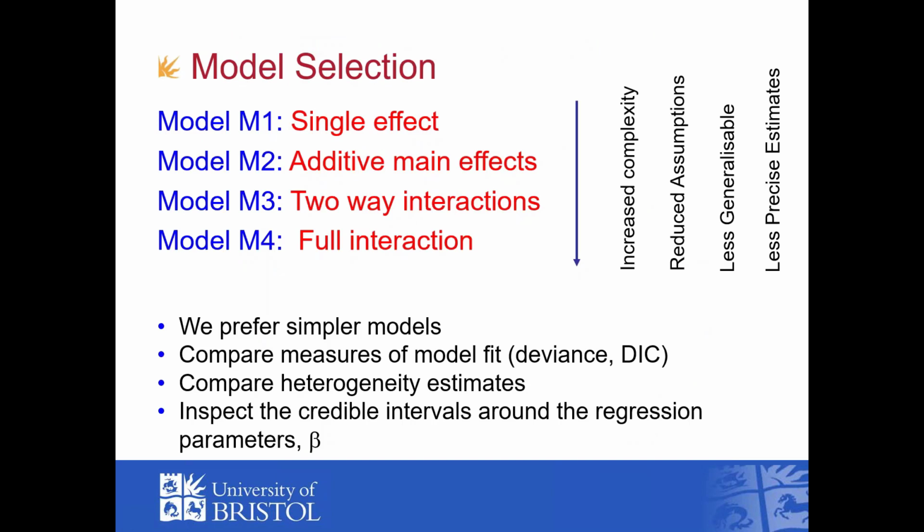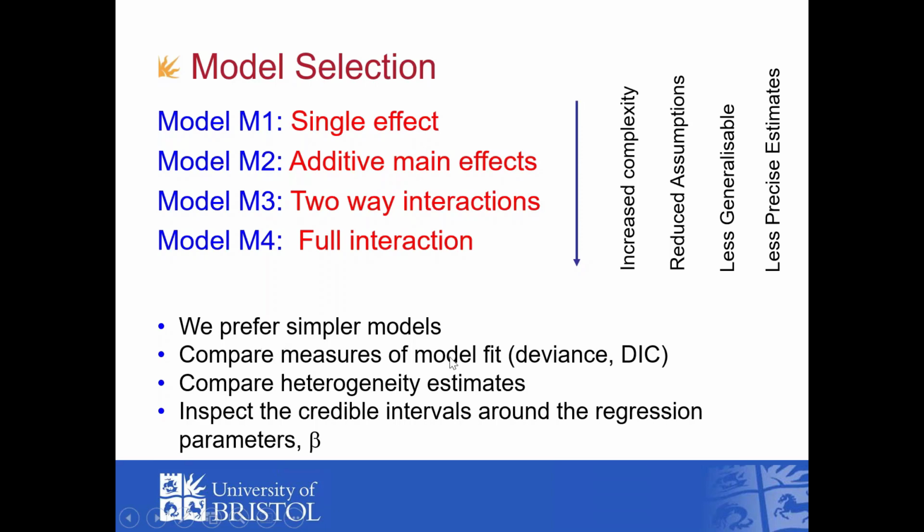So as an overview, as we go from the single effect, the lumped effect, all the way down to the full interaction effect, the models get more complicated, they get harder to estimate, but on the other hand, they make less strong assumptions, they become less generalizable, and the estimates get less precise, to the extent that very often you can't fit some of these more complicated models. How do we choose between them? Well, I always have a theory that I prefer simpler models. So I would rather be higher up this list of models than lower down it if possible.